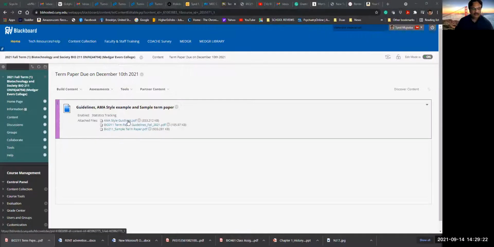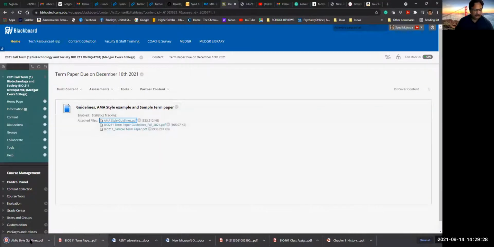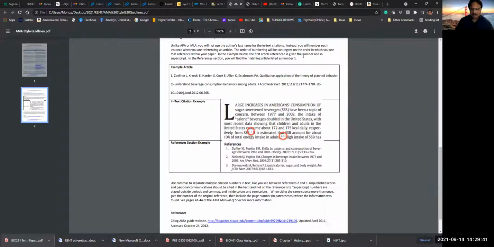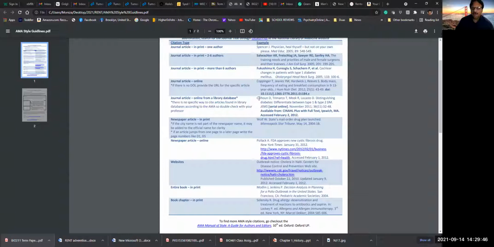So here it is, the AMA guidelines. I am opening this in the Blackboard folder. Give me a second. This is the American Medical Association citation style. You can see there are various examples here, and you can pick any style. For example, the names of the authors whose paper you're citing, the title, and then the month and year of the paper that you have used for writing your term paper.